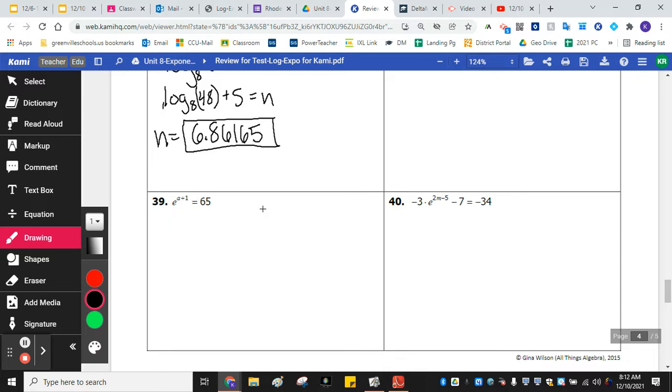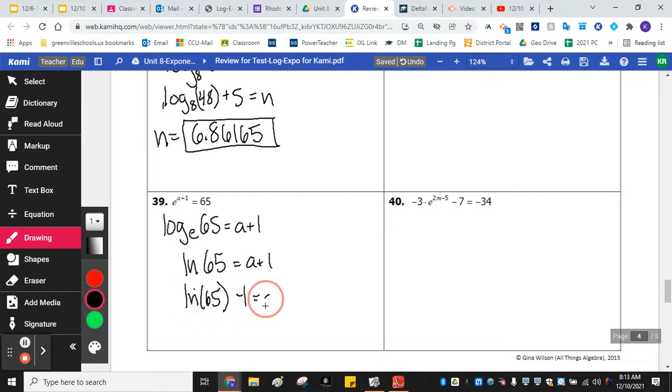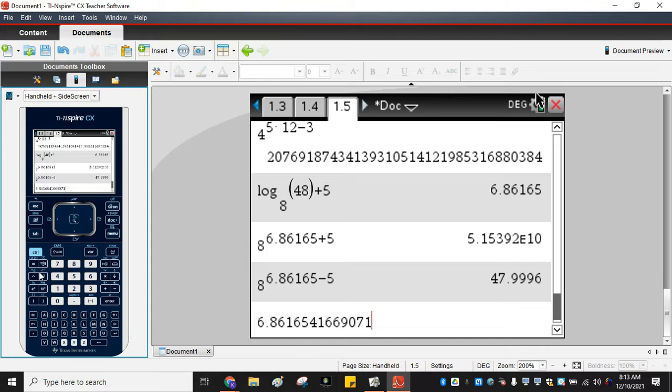E is like pi, it never ends. So there's no way to get 65 as e raised to some number. So we have to change it into a log. Since log base e of 65 equals a plus 1, that's the definition of the natural log. So I'm going to write natural log of 65 equals a plus 1. You won't get it wrong if you leave it as log base e. This just is easier to type in. Subtract 1, I get a.